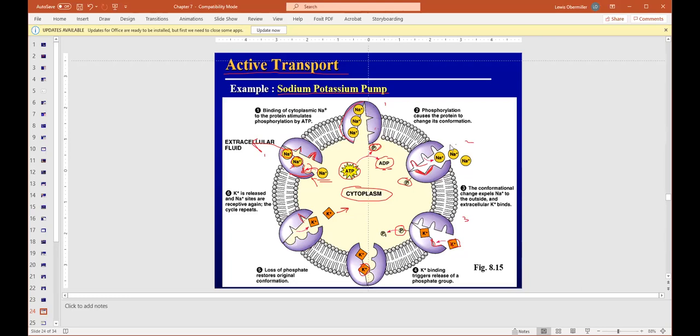So we're moving sodiums out, 3, and each charge on a sodium is what? +1. So we're moving 3 positive charges out of the cell. Potassium is moving in, and we're moving 2 potassiums. So what's the charge on potassium? +1. So we're adding 2 to the inside of the cell and 3 to the outside of the cell. So what do you think happens to the outside of the cell? It gets positive charges, and on the inside of the cell, it's negative charges.